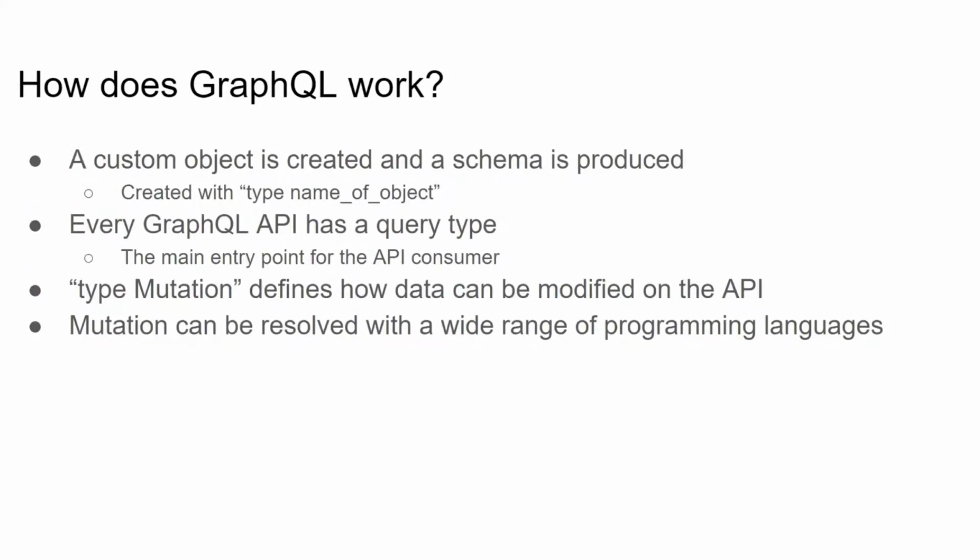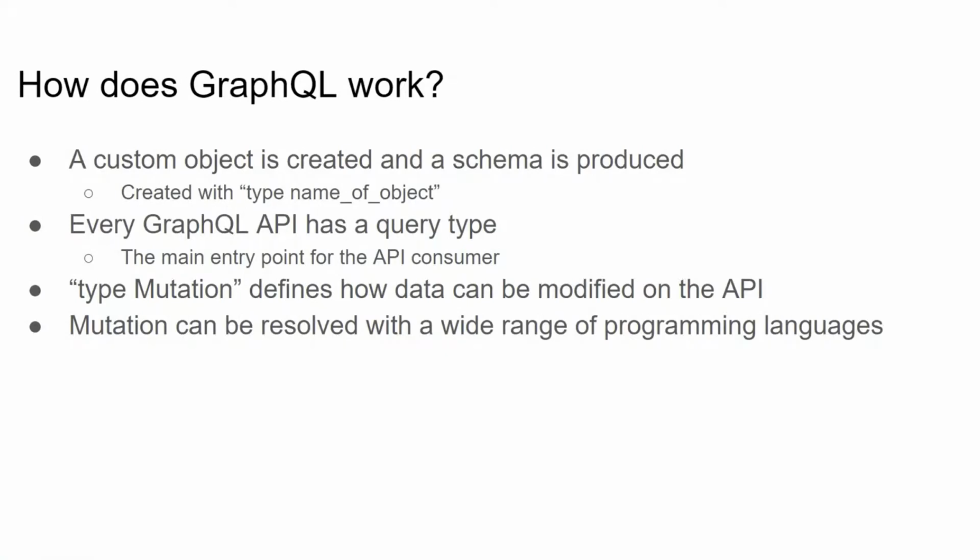So, how does GraphQL work to tackle this? First, you can create a custom object to construct a schema using the type keyword. Type is able to have multiple fields, like for example, the type student might have student ID, name as a string value, and GPA as an int. In addition, every GraphQL API has a query type, which is the main entry point of the API for the consumer.